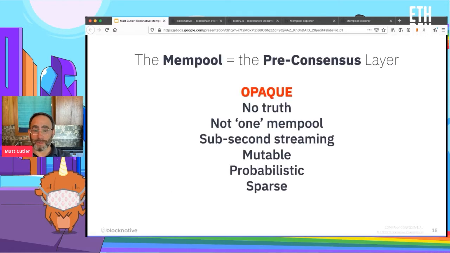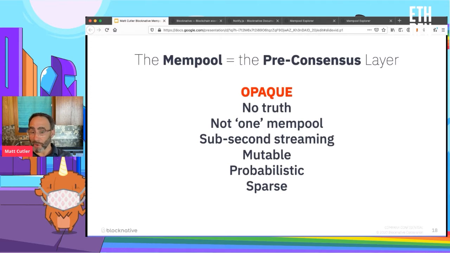But the problem is it's kind of messy, right? So this whole world is super opaque. Because it's pre-consensus, there's no truth. There's no canonical version of the Mempool. What's actually going on? You don't really know. Turns out that there's no such thing as one mempool, that every node in the network has its own unique copy of the mempool, and those nodes and their contents can vary wildly, particularly under periods like we're going through right now of high congestion.